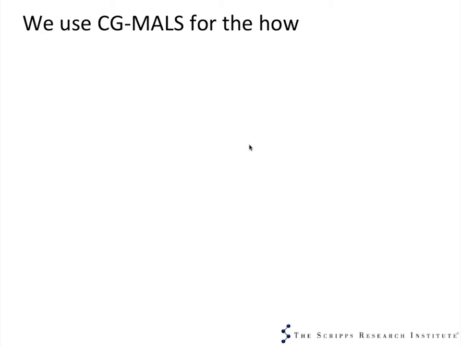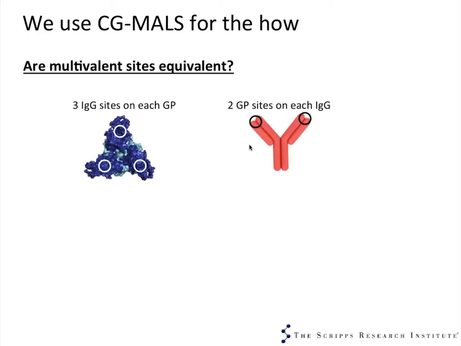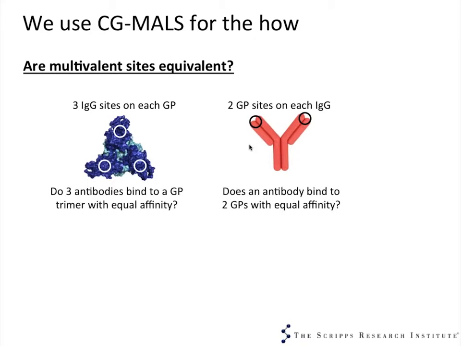So to understand how these antibodies bind, we use CG-MALS. There are specific questions that we're trying to answer, including, are these multivalent sites equivalent? So on each GP trimer, there's three possible sites for an IgG to bind. And conversely, on each antibody, there's two potential sites for a GP to bind. So we want to know, does this actually happen?